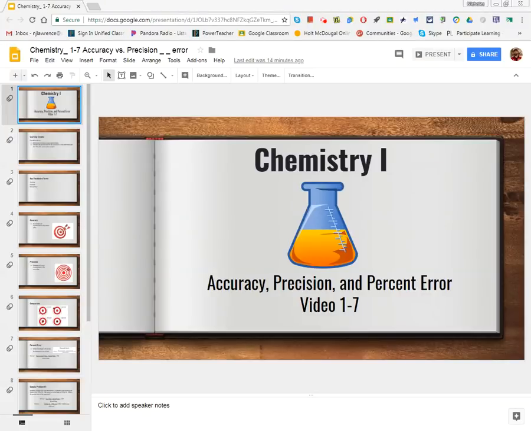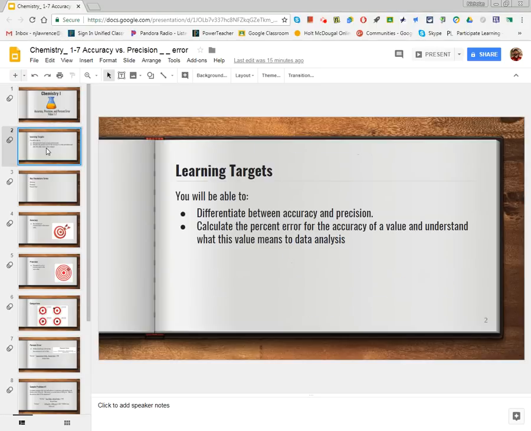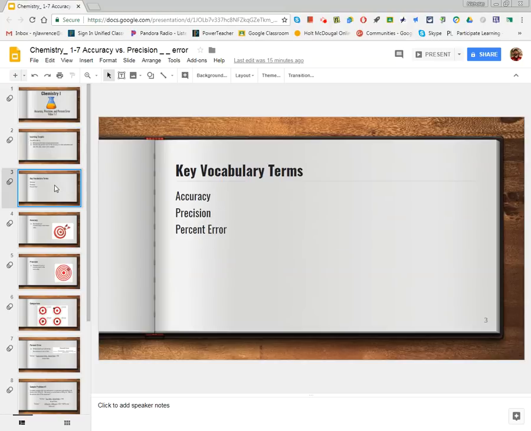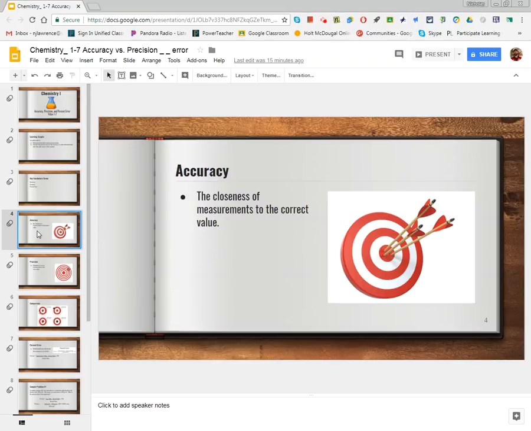Welcome to video 17 on accuracy, precision, and percent error. This video is going to help you understand the difference between accuracy and precision. Then also we're going to learn how to calculate the percent error and understand what this value means when you consider the data. So the key vocab terms we'll be looking at: accuracy, precision, and percent error.